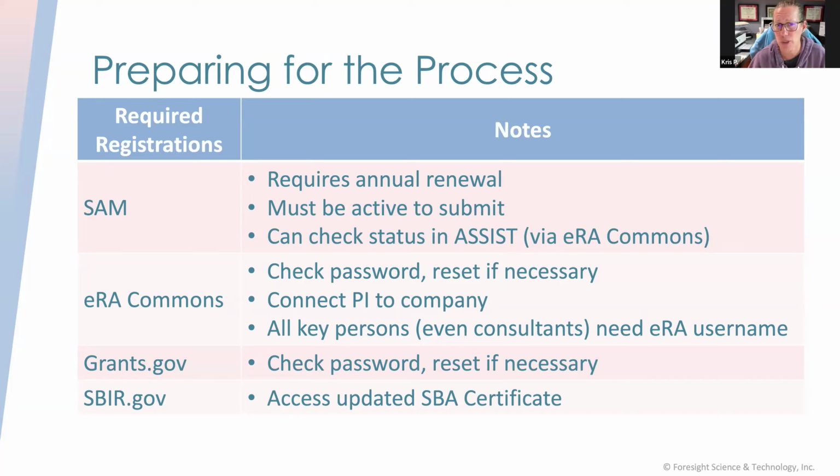The next is ERA Commons, which many of you are probably familiar with. The company must create an ERA Commons account that is a signing official account, and then you can connect your individual ERA Commons account to the company. Everybody who is a key person on the application, including consultants and advisors, anybody you attach a biosketch for, must also have an ERA Commons username. The good news is you can create those for them. And grants.gov and SBIR.gov are both automatic same-day registrations. They're very easy. SAM and ERA Commons take time.